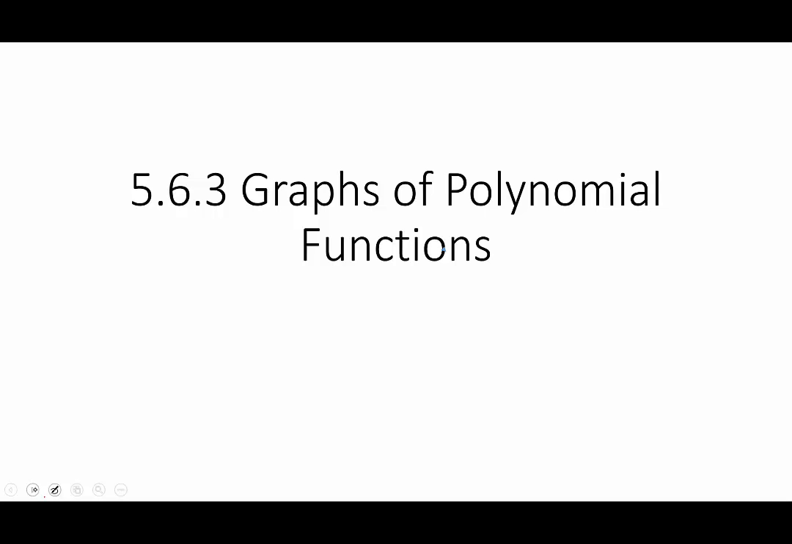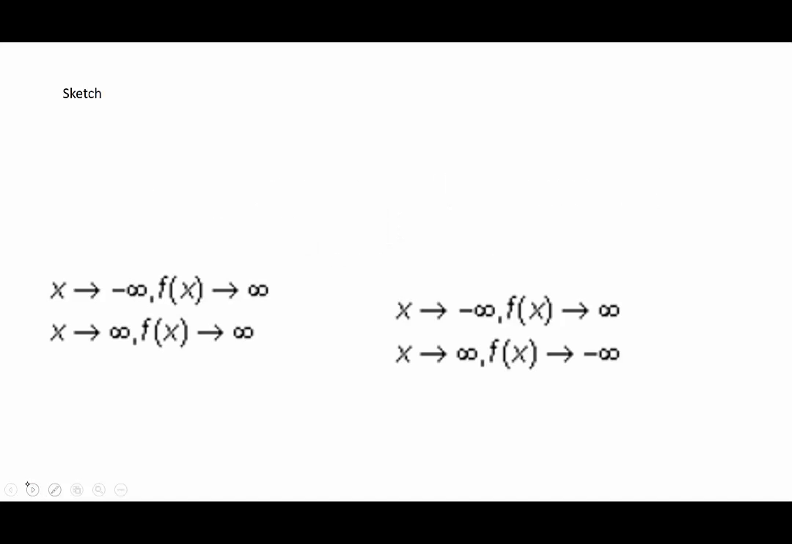Okay, we're studying the graphs of polynomial functions. Here's some notation that we need to talk about so that you can use it on the graphs of polynomial functions. It's important and it'll come back when we work on limits. So what this says is, as x is going to negative infinity, the function goes up. So as x is going to the left, the function goes up.